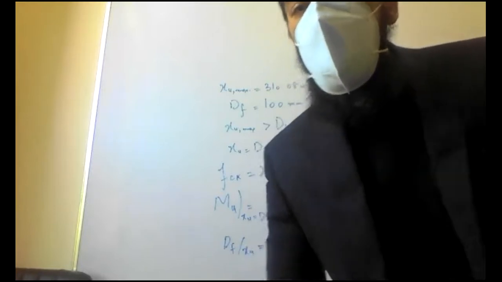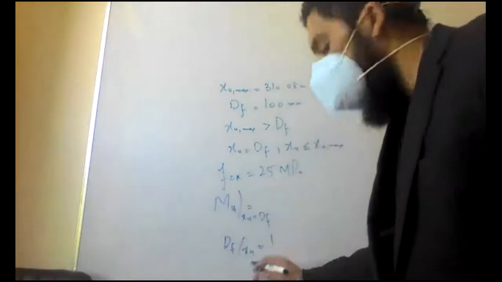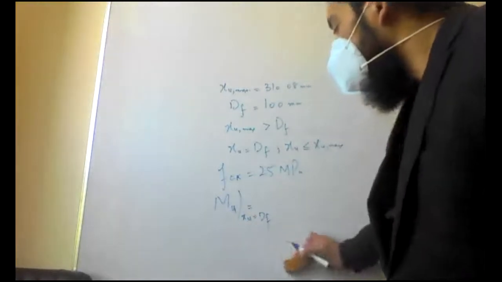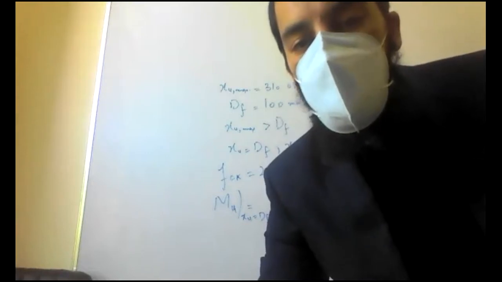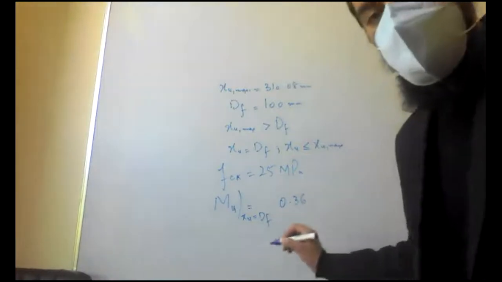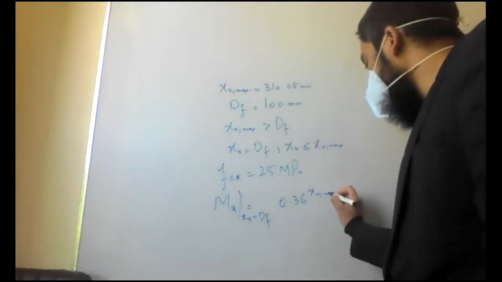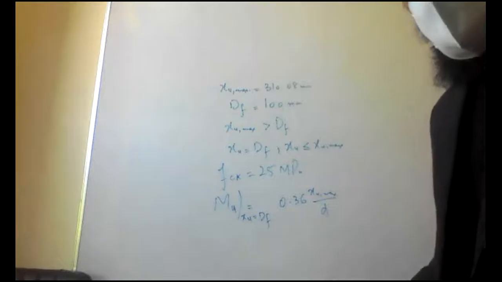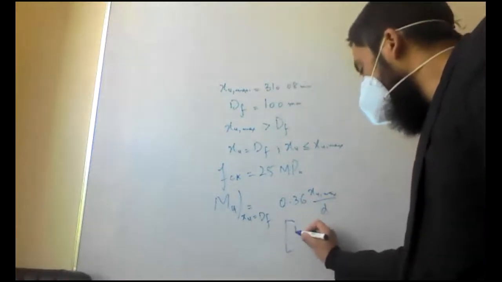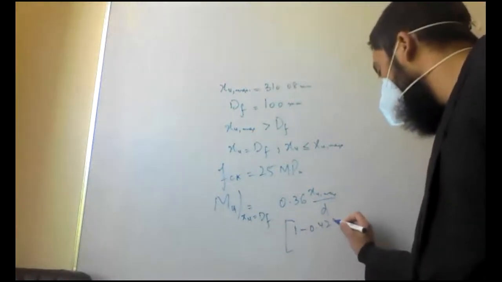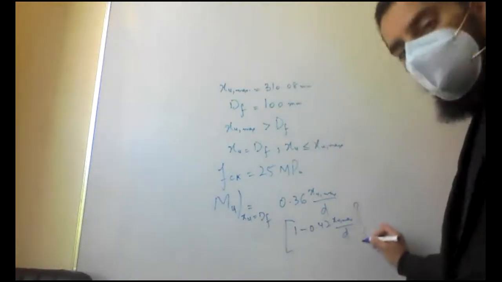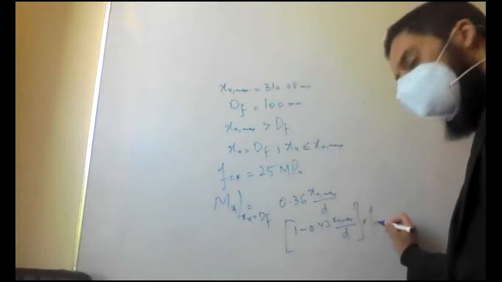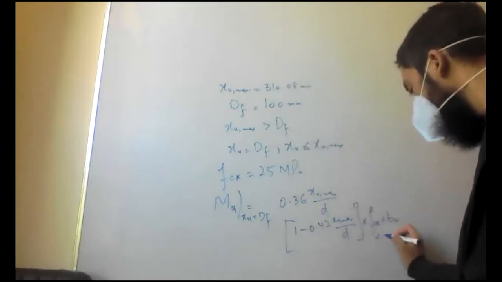Now, thereby, what will be the equation that you will be using? What is the equation as per code? It's 0.36 XU max by D, into 1 minus 0.42 XU max by D, into FCK into BW D square. Just check from the code, which I was just telling you.